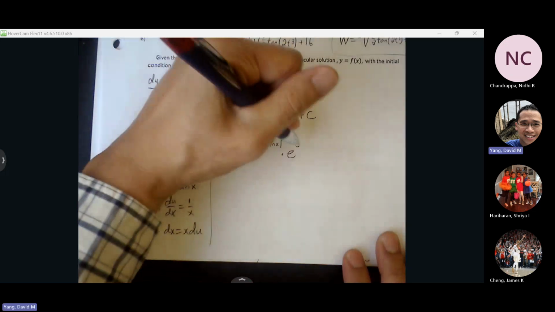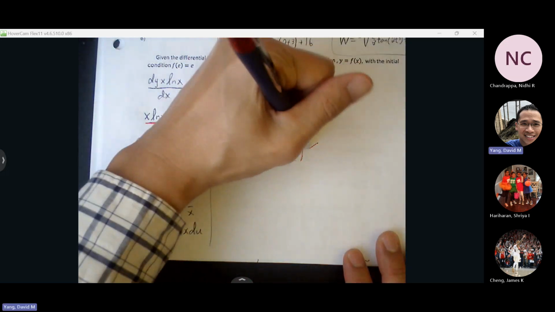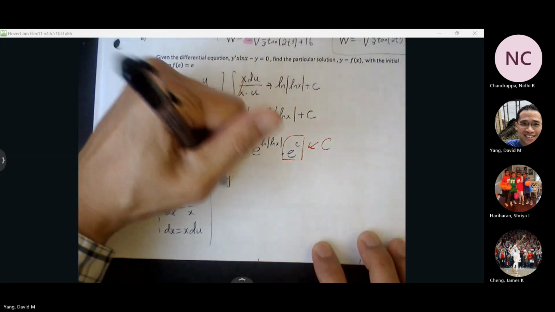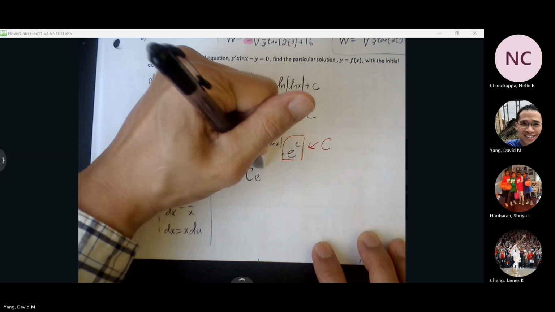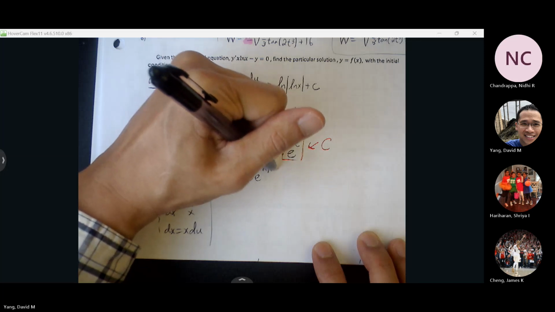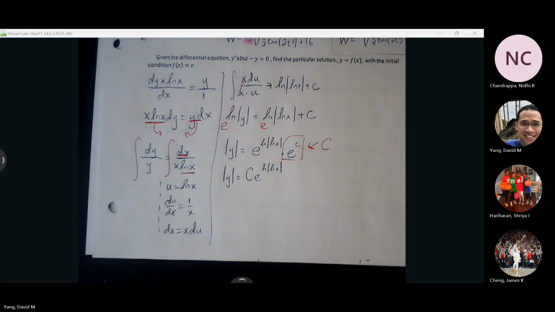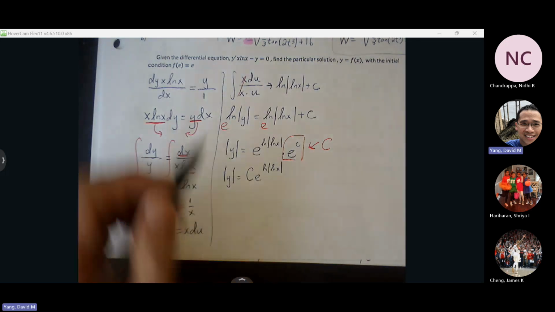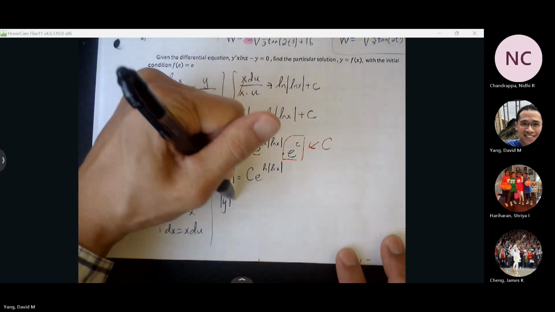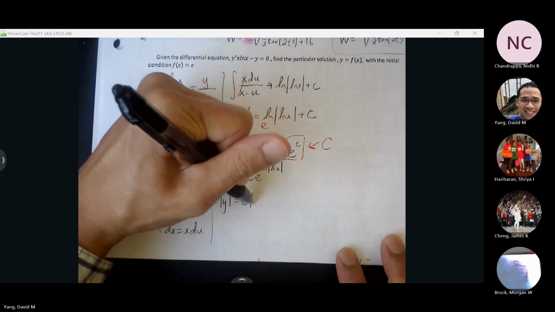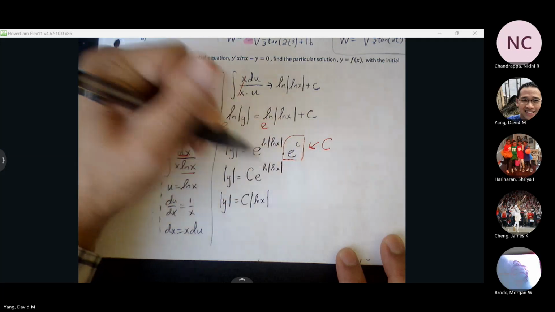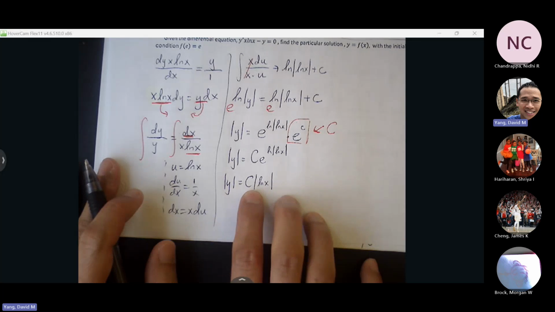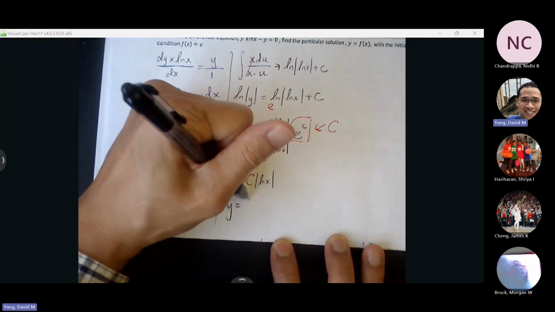Split up that right side. Replace e to the c with c. e and natural log also cancel out, so we can drop all the absolute values because we know c will take in all the plus or minus that we give it.